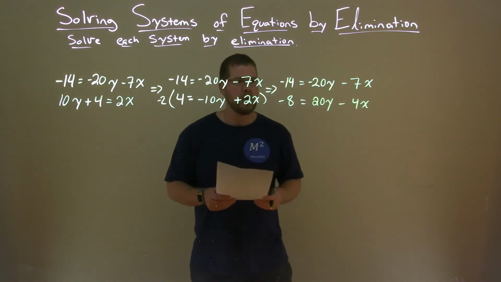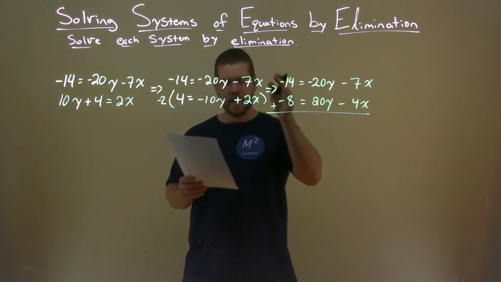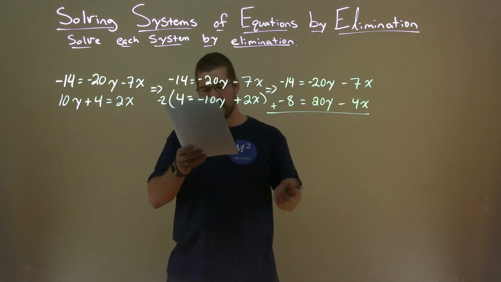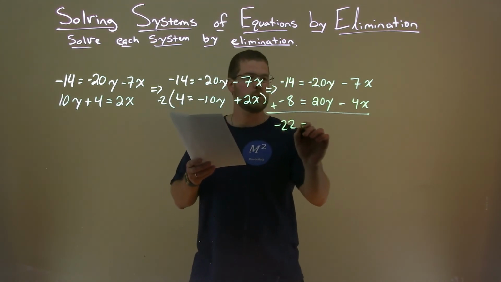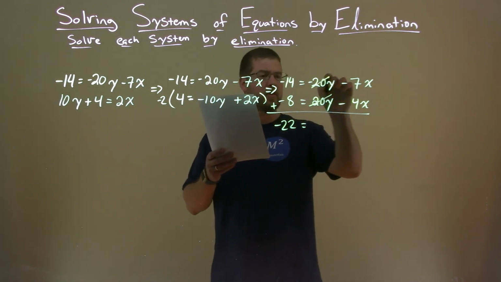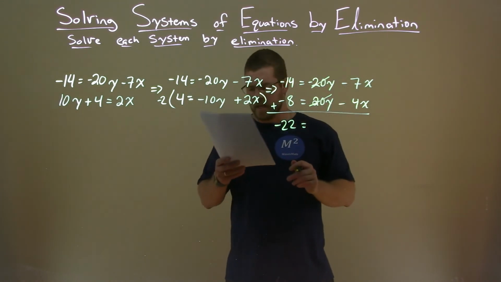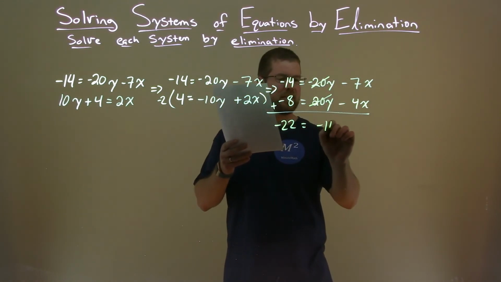All right, so now we're going to add our two equations here, and let's see if the y's eliminate. -14 plus a -8 is a -22. -20y plus a 20y is, well, 0. That was the goal, 0y. They're eliminated. -7x minus 4x is a -11x.